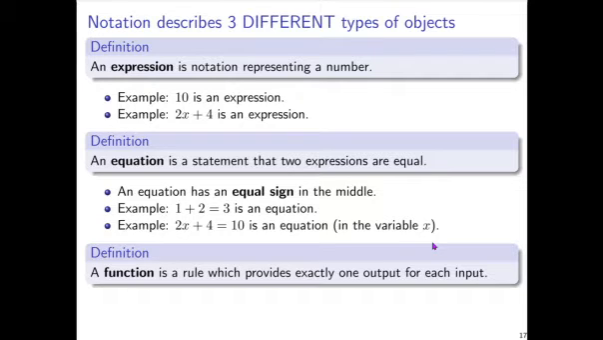The third type of thing that we see a lot in notation form is a function. And a function is a rule which provides exactly one output for each input. One way to describe a function, here's the one that looks like notation: f of x equals 10 minus x squared. This is a little problematic, I know, because we just said that an equation has an equal sign in the middle, but this is the one exception here.